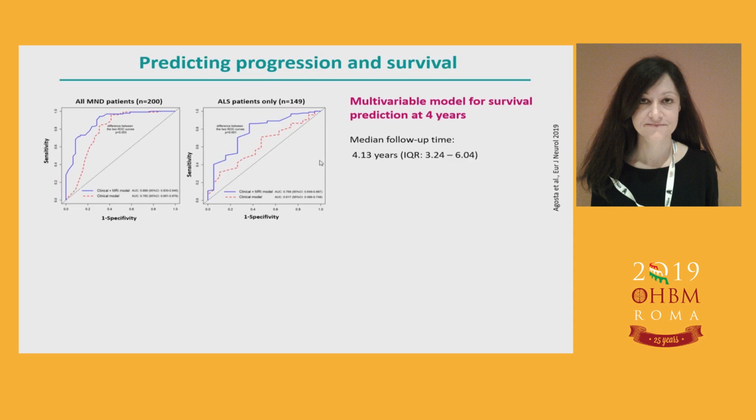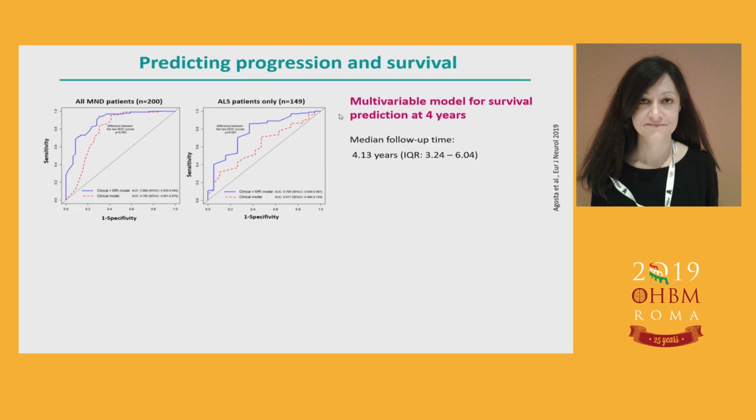So we obtained, at the time of onset of the disease, 3T MR scans in 200 patients with ALS, looking at both gray matter and white matter degeneration, not only within the motor network, but also within the extramotor networks. And then we followed up our patients for many years, and we tried to explore which is the best multivariable model for survival prediction in our patients.